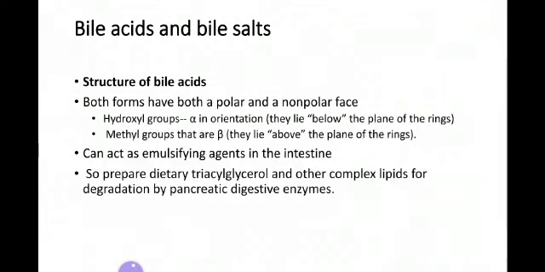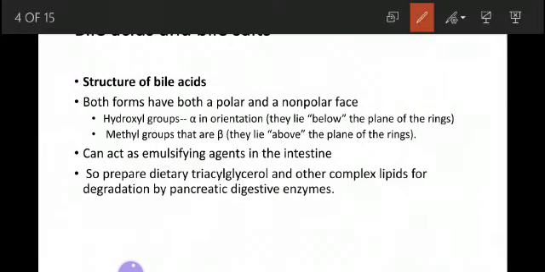These bile acids and bile salts have both a polar and a non-polar face. You have seen in the structure that they contain hydroxyl groups and methyl groups. These two groups are in opposite orientation. The hydroxyl group is in alpha orientation, which means it lies below the plane of the ring, and the methyl group present in the structure of bile acids is in the beta form, which means it lies above the plane of the rings.